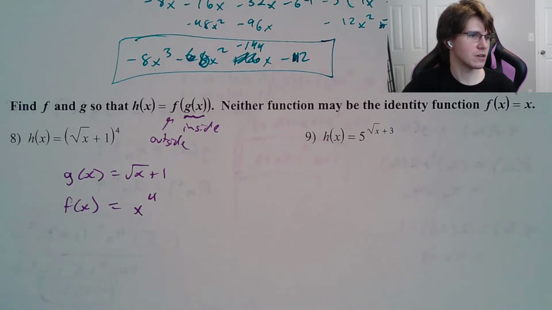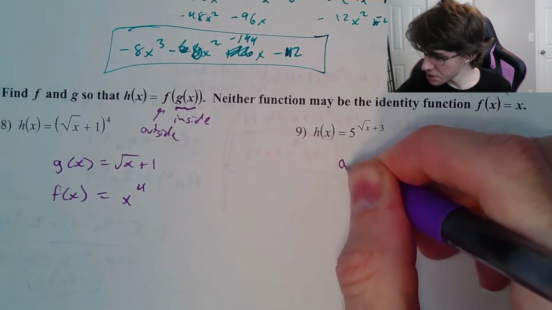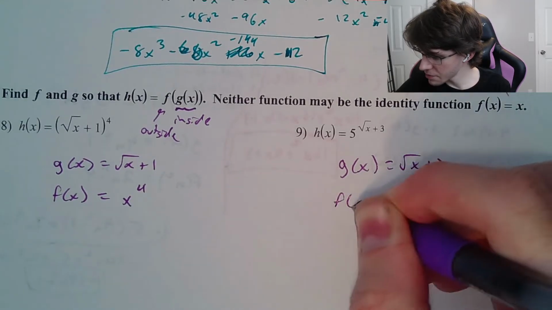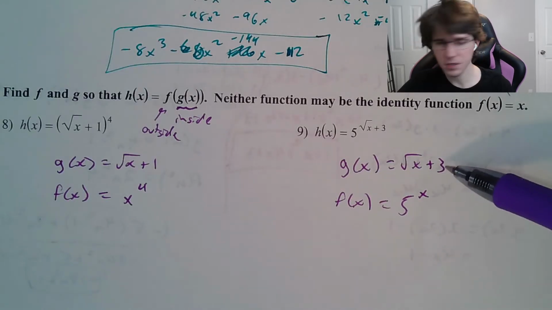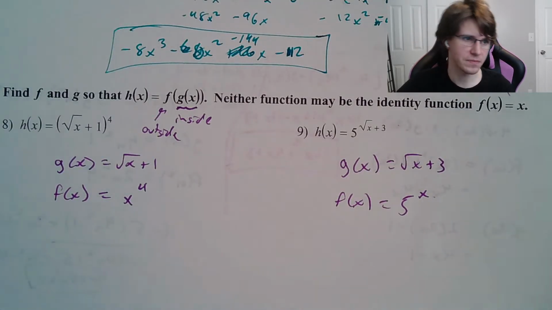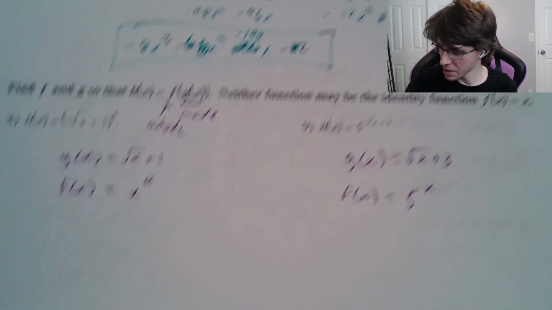So if you didn't get this, that's fine. You got something different. For this one, the inside function here, g of x, is going to be the square root of x plus 3, and f of x will be 5 to that power. So the idea is you're taking that inside. If you plugged it into there, you get that answer. Nice. Continue on with the next problem.